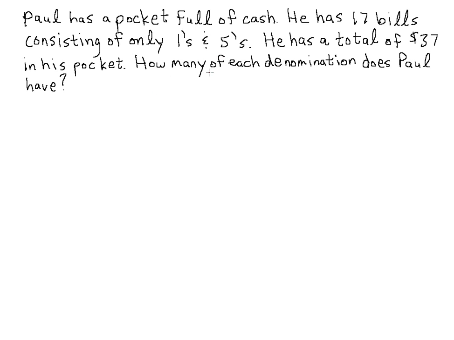Okay, so actually we can set this up as a linear system of equations that we'll be able to solve, so we can determine how many ones and how many fives he has. So let's go ahead and label a few variables. We're going to let x equal the number of $1 bills, and we're going to let y equal the number of $5 bills. Since this is what we want to know, how many of each denomination he has, and he only has ones and fives. So x equals the number of $1 bills, y equals the number of $5 bills. Alright, so far so good.